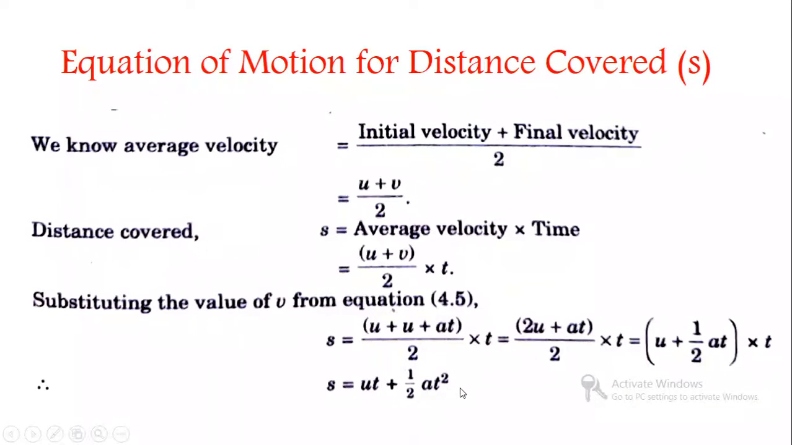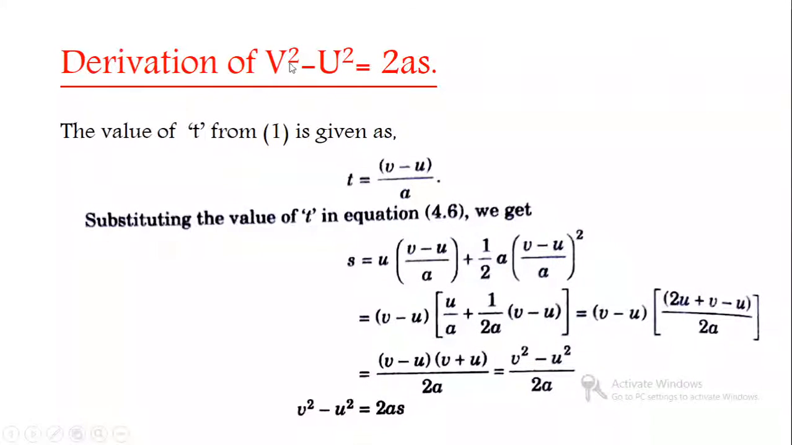From this equation you can find s, that means the distance covered by the object. With respect to distance, you can find the initial velocity, and the time and acceleration can also be found from this equation with the data of s. Next, the derivation of v squared minus u squared equals 2as. This is the equation used to find the acceleration, distance, initial velocity and final velocity.